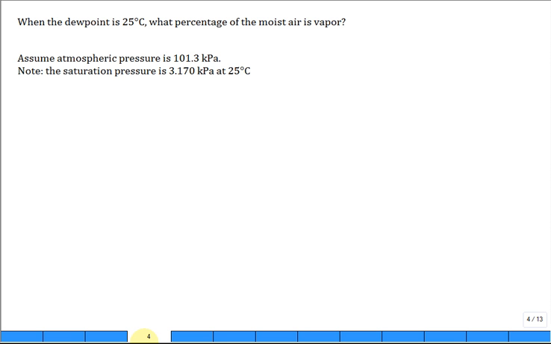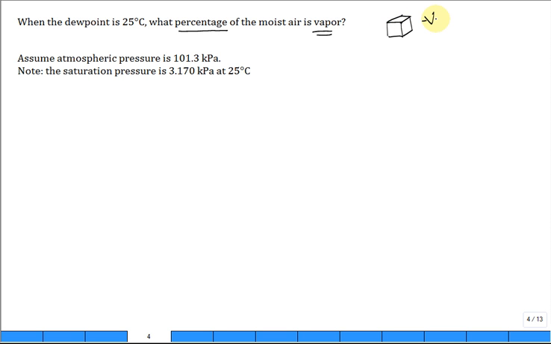When the dew point temperature is 25 degrees C, what percentage of the moist air is vapor? So when you think about the percentage of the moist air, what percent is vapor? Think about a volume.